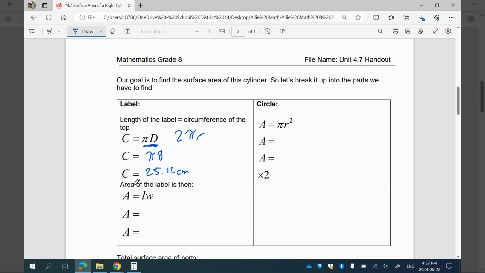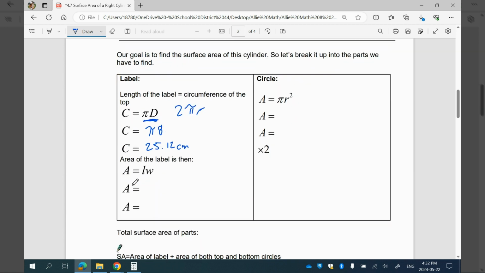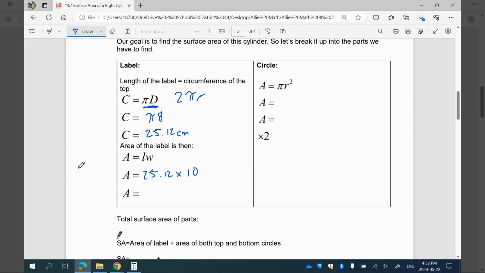So now let's find the area of the label. We just found the length, 25.12, and we're going to times it by 10, which is already labeled for us on our example. And so that's going to be 251.2 centimeters squared. It's an area. It's two-dimensional. It has both length and width.